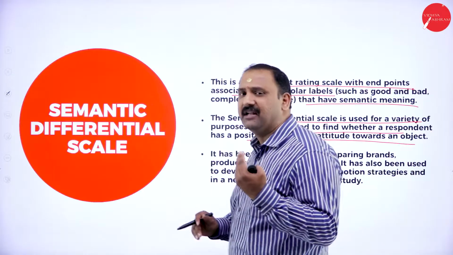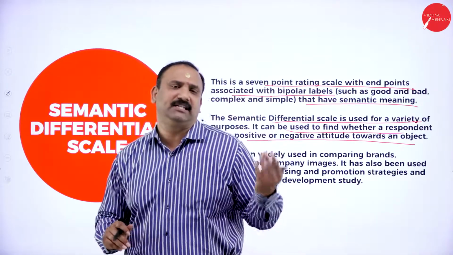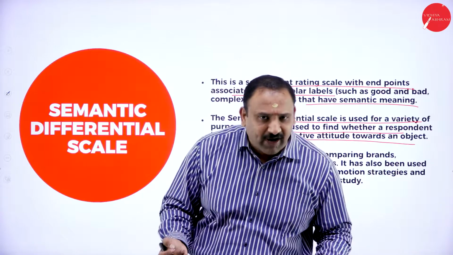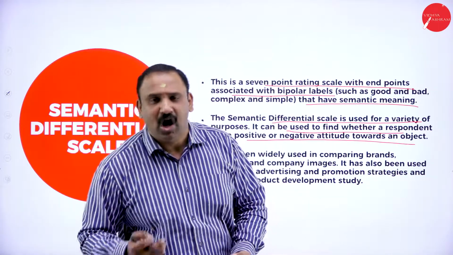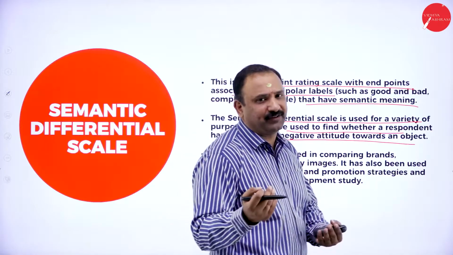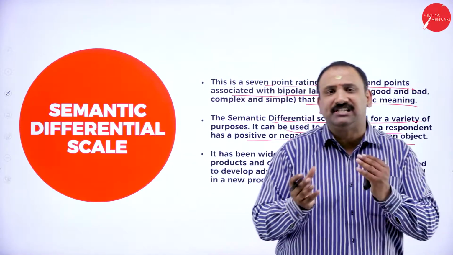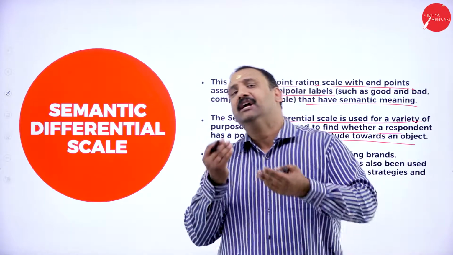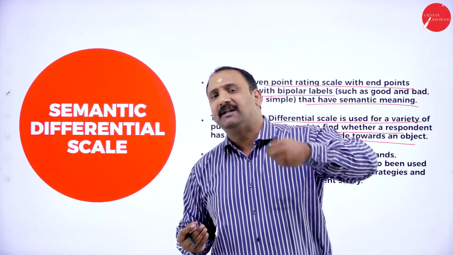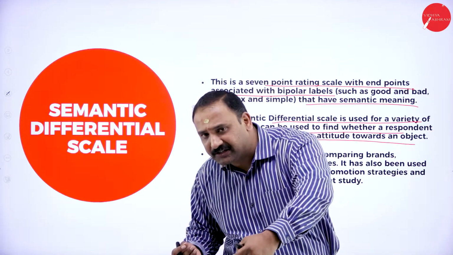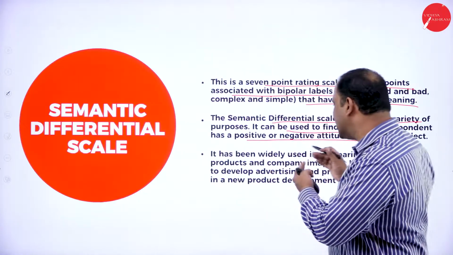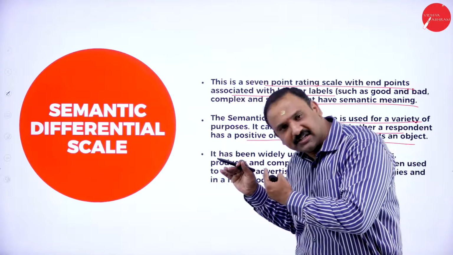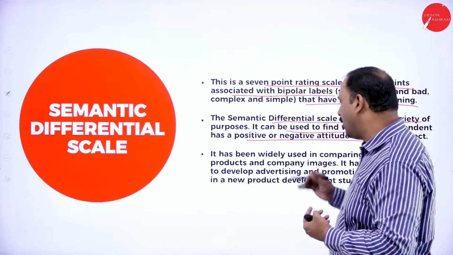So for example, for any particular object, let's say the usage of Wi-Fi. How many people believe that the usage of Wi-Fi is positive? How many people believe that the usage of Wi-Fi is negative? So you can do a semantic rating scale to find out whether people are agreeing to that particular term or people are going away from that particular term. So in that sense, this is very, very important. This is a very, very interesting scale altogether.